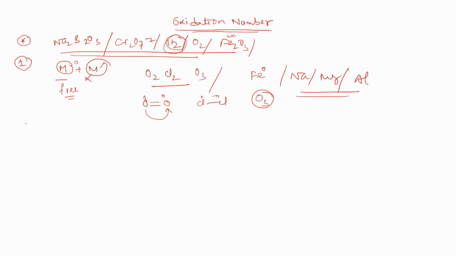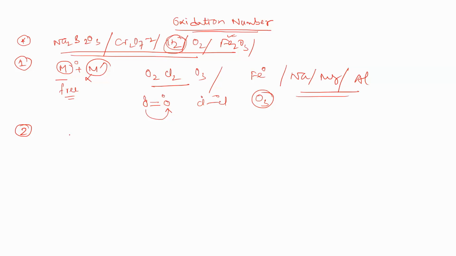The second criterion: suppose there are ions. For ions composed of only one atom, the oxidation number is equal to the charge of the ion. To understand this, we have to know the general mechanism to divide the cations and anions of a metal salt.